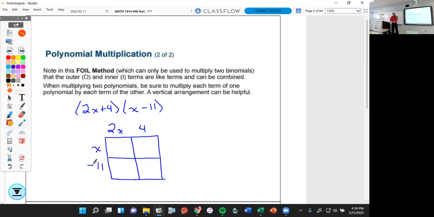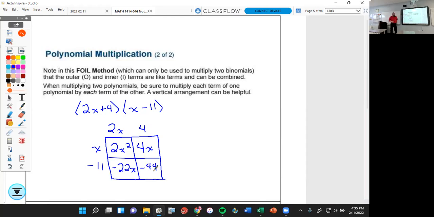And again, this will work for any size polynomial. So if you're multiplying a 3 by 3, this is really a great way to get yourself organized. What we're going to do now is just fill in a multiplication table. So in this very first box here, I have a 2x and an x. Well, 2x times x is 2x squared. In my top right box, I have 4 times x, which is 4x. The bottom left box is -11 times 2x, which is -22x. And then the bottom right box will be -11 times 4, which is -44.